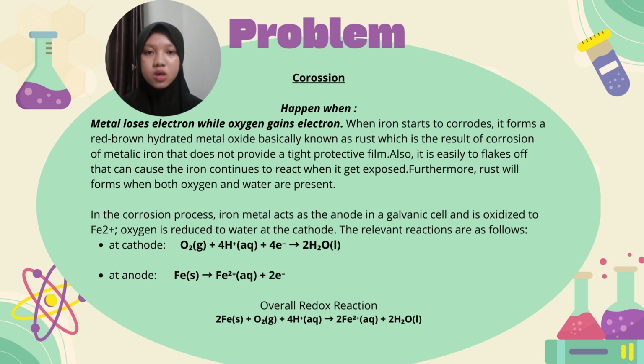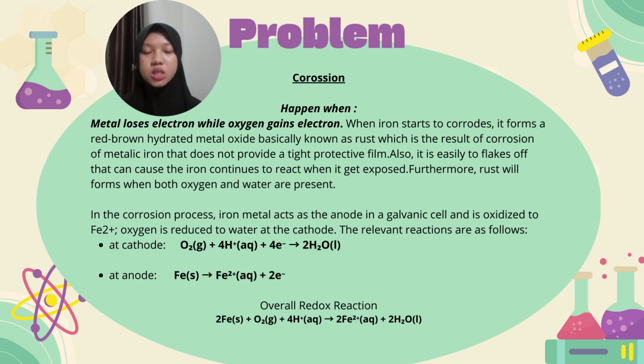So today I'm going to talk about my part, which is problems. The most common problem that will happen in redox reaction is corrosion. Corrosion happens when metal loses its electrons, meanwhile oxygen gains electrons, which means metal such as iron will react as the oxidized substance, meanwhile oxygen will react as the reduced substance.